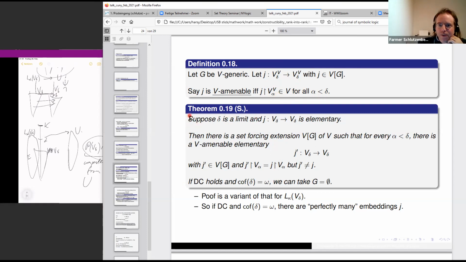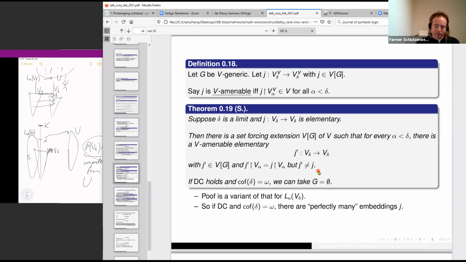Okay, and so if we have that situation, delta's a limit and J's elementary V delta into itself, then we can go to a forcing extension. I think G just being the collapse of V delta was enough. And in that forcing extension, for every alpha less than delta, we get a V-amenable elementary embedding V delta to itself, such that it agrees with the given J to begin with. We had this J at the outset. So this new J prime will agree with J through this given alpha. So J prime through V alpha is the same as J through V alpha, but they're different. So J prime's not J.